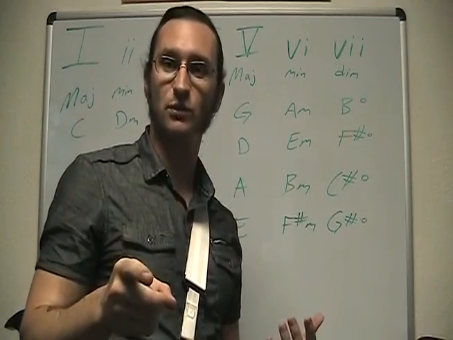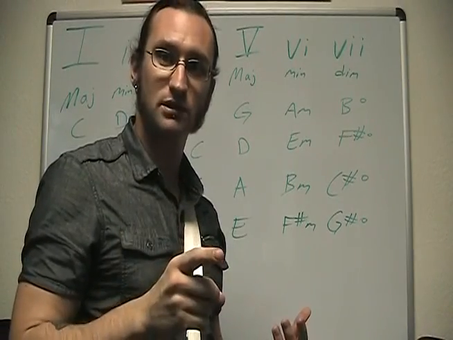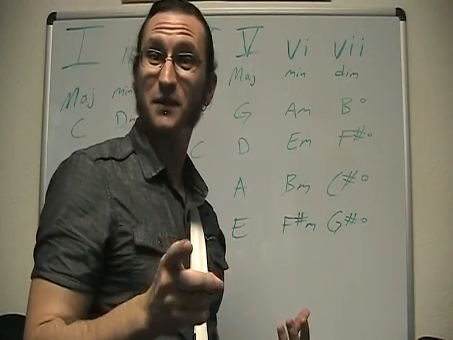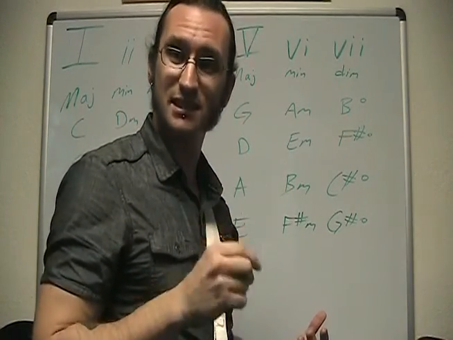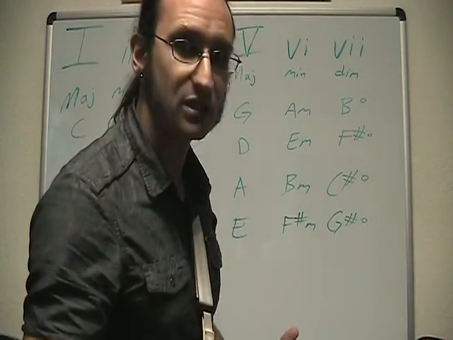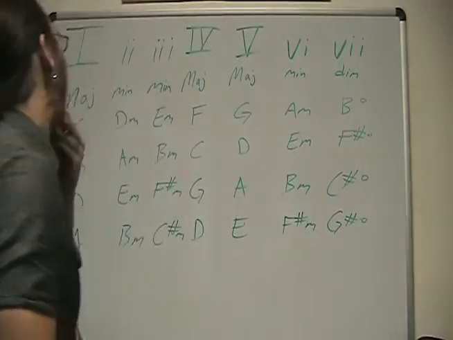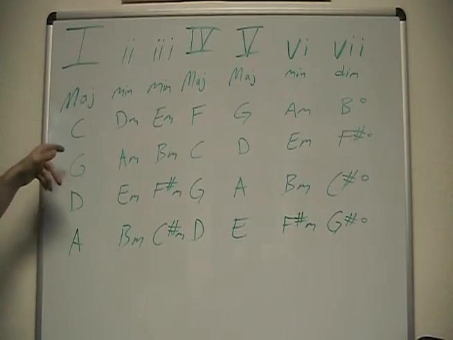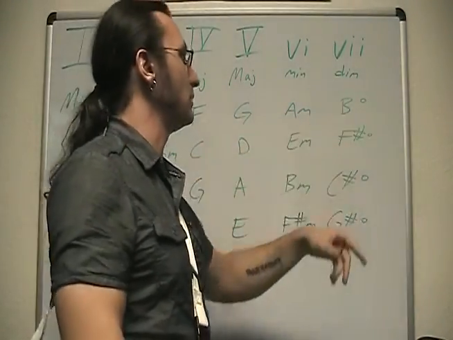1, 4, 5 is always major. 2, 3, 6 always minor. 7 is the only one that's diminished. One more time. 1, 4, 5 are always major. 2, 3, and 6 always minor. The diminished is the only one under 7. Okay. So key of C, you got C major, D minor, E minor, F, G, A minor, B diminished.